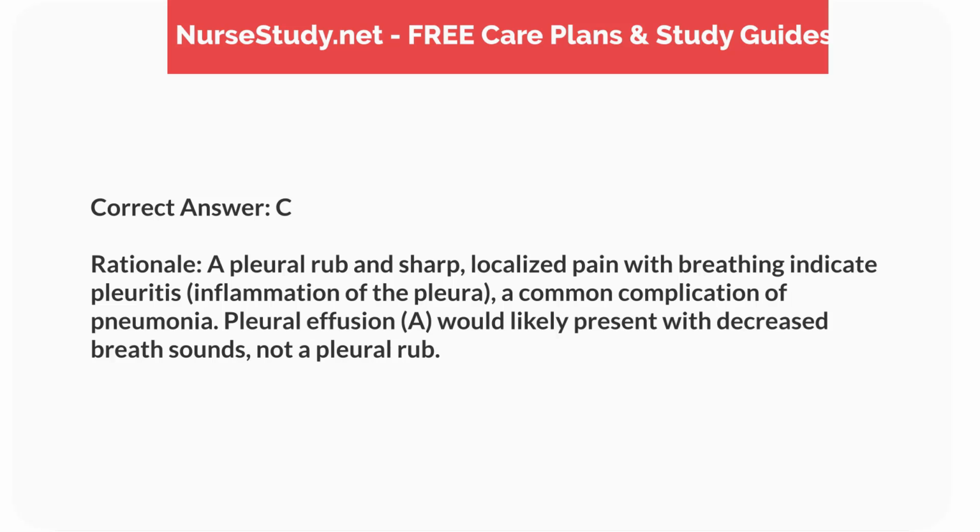Correct answer, C. Rationale: a pleural rub and sharp, localized pain with breathing indicate pleuritis, inflammation of the pleura, a common complication of pneumonia. Pleural effusion would likely present with decreased breath sounds, not a pleural rub.